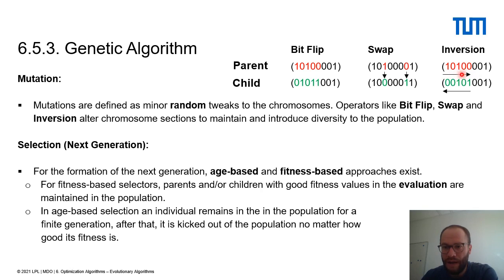So here we go from the left to the right. So it's 1, 0, 1, 0, 0. And then for the inversion, so for the child, it's the other way around. So we go from the right to the left. So these are just examples for mutation.